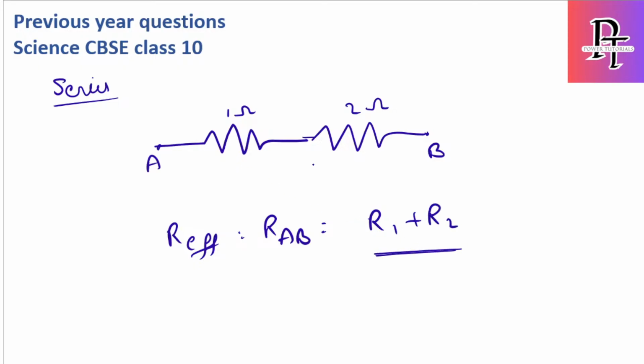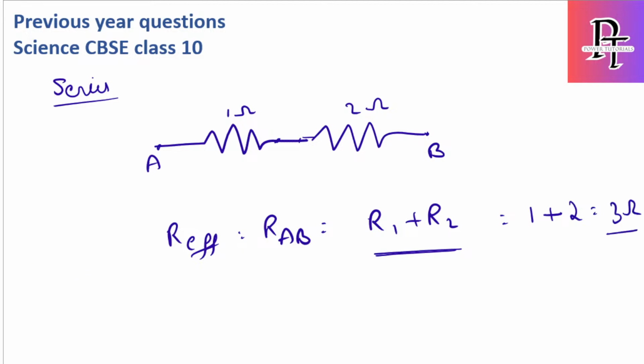Wherever you have two or more resistors where the ending of one resistor is connected with the starting point of another resistor and so on, they are connected in series. And the series formula is simple. We just need to add all the resistors. So for this, the answer is 1 plus 2, which is 3 ohms.